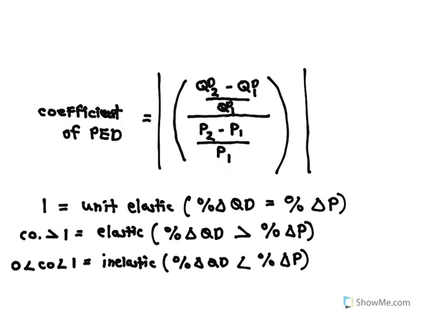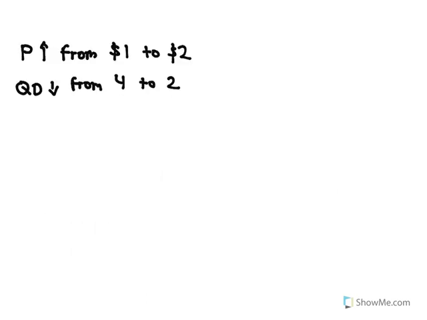The bigger the number is, the stronger the elasticity is, which means consumers are increasingly sensitive to price change. Whereas the smaller the coefficient is, particularly if it's less than 1, the more inelastic demand is. The more consumers are not swayed by a price change, they're going to continue to buy the quantity they were buying before or something very close to it. Okay? So let's go ahead and apply this formula.